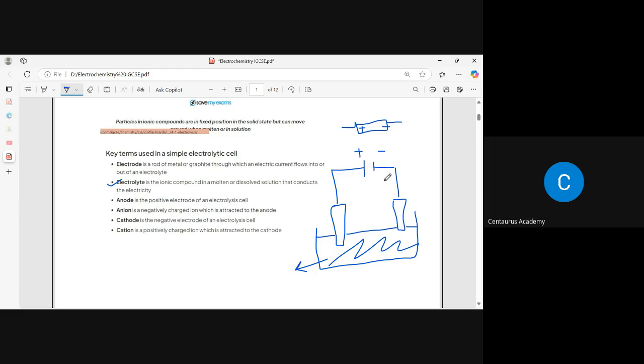Now, the positive terminal of the DC supply is connected to an electrode, which tends to be the positive electrode, and this one is going to be your negative electrode. The positive one, how do we remember it? It is going to be your positive anode, and negative is going to be your cathode. So negative is cathode. Hence, you get the mnemonic, which is PANIC. Positive anode and negative is cathode. Now, is this point clear so far?